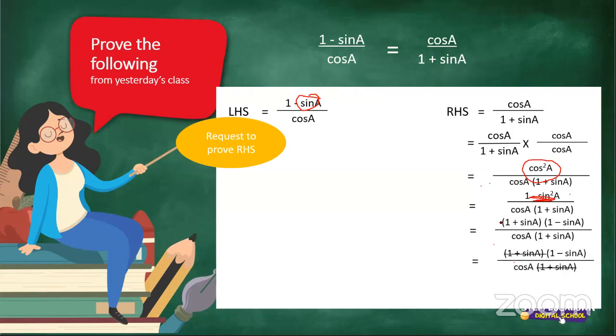Then you will cancel the commonalities in your numerator and your denominator, because the impact of that would be 1. And that leaves us, ladies and gentlemen, with 1 minus sine A over cos A, which makes your left-hand side equal to your right-hand side.